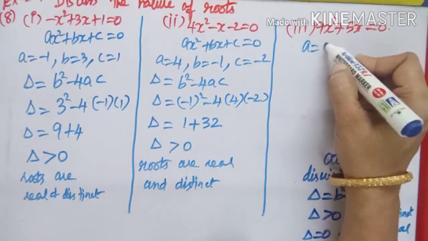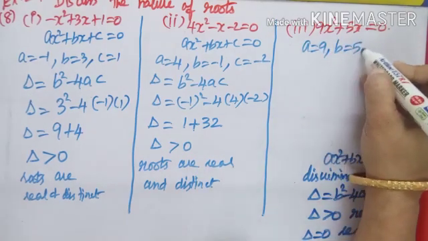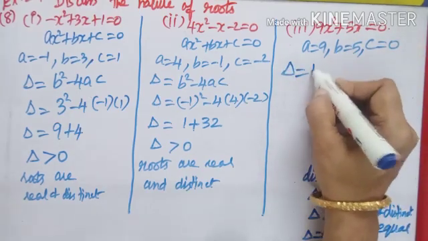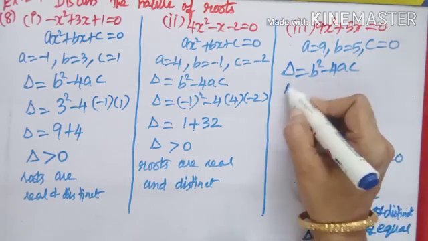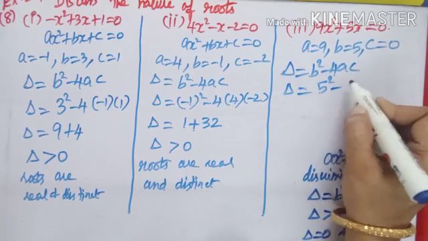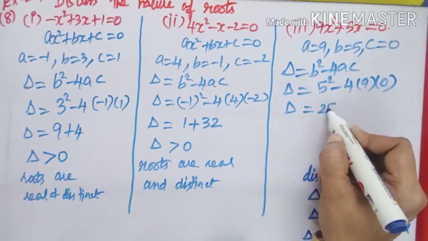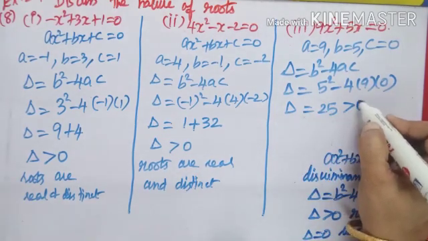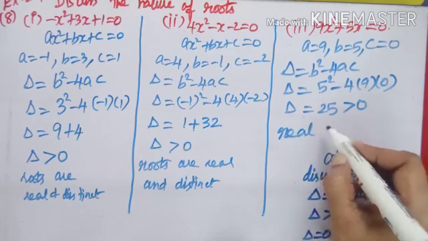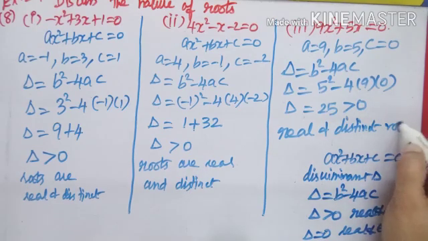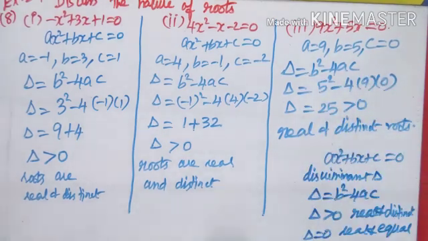Here a value 9, b value 5. There is no constant, c is 0. So del equals b square minus 4ac. Del equals 5 square minus 4 into 9 into 0, or I get 25. Again it is greater than 0. So I will say real and distinct roots. So as we calculate b square minus 4ac, based on that, let us conclude the answer.